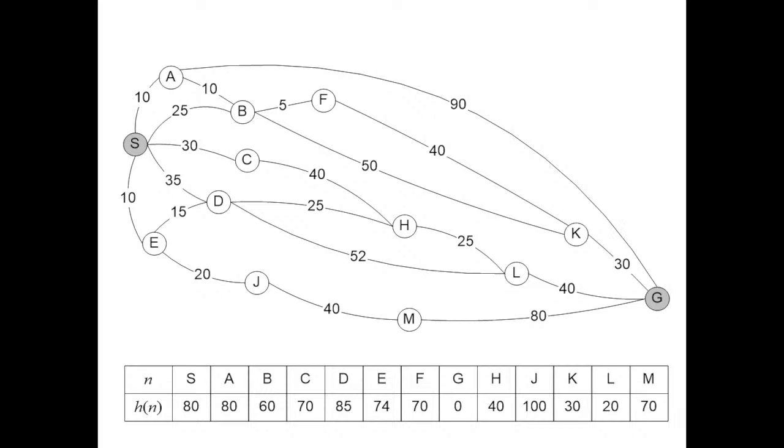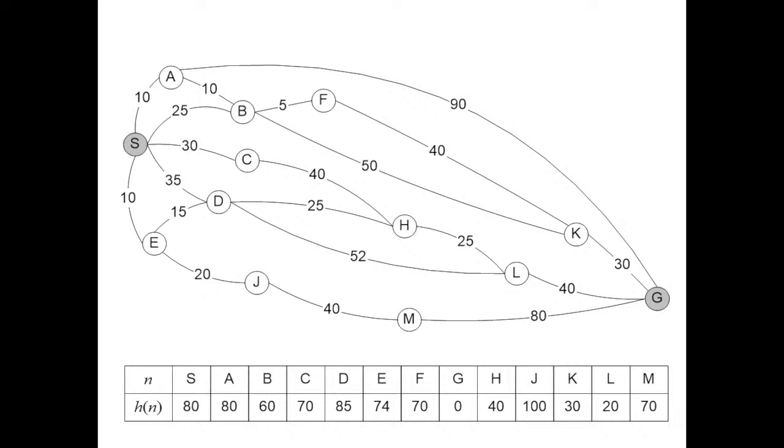The question is whether that cost is the lowest cost or not. Can you find something lower than 105 for the solution from S going to G? Is there any other solution which is lower compared to 105, by using the actual cost?